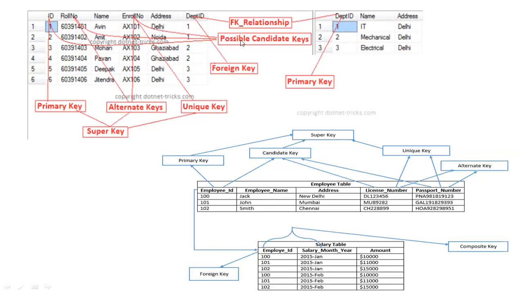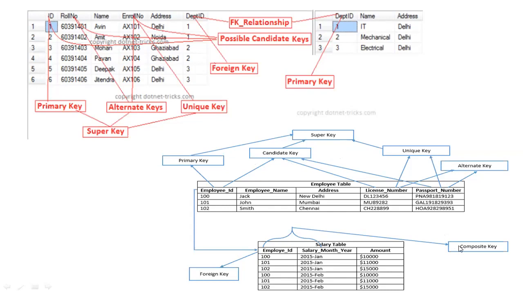Here you are making a foreign key relationship between these two tables. What are the other possible candidate keys? The possible candidate keys are ID, roll number, or your enrollment number. All these three fields have unique values, so you can consider them possible candidate keys. This is the concept we need to understand in key concepts. In this diagram other points are also discussed, like what is the primary key, what are the different candidate keys you can use, what do you mean by a super key, what is a unique key, and what are the alternate keys.